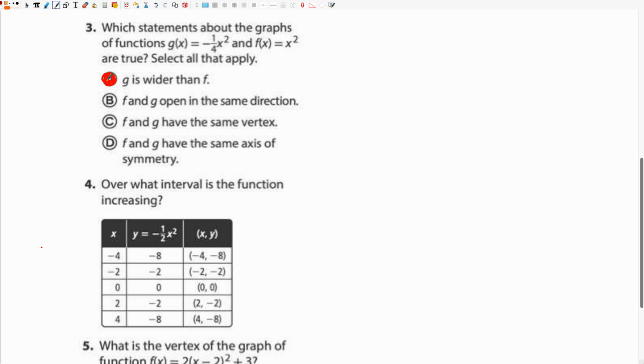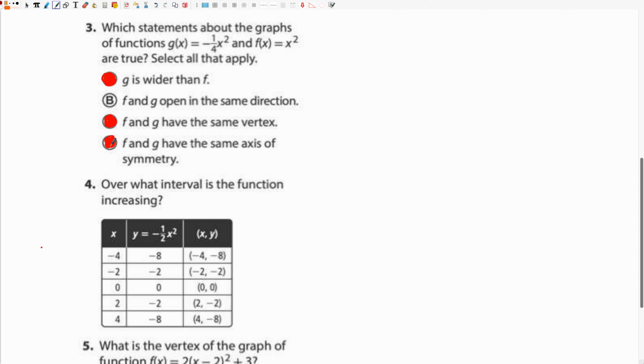All right. Evan. C, f and g have the same vertex. Everybody agree? Good job. Okay, changing the a value does not move the vertex of the parent function. I like it. Okay, C is a good one. And D, f and g have the same axis of symmetry. If C is true, then D has to be true, right? And so that is a good one.